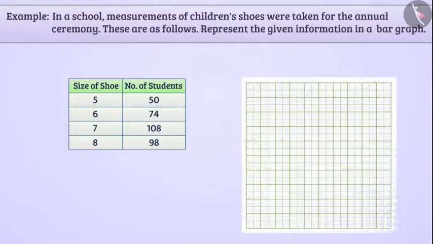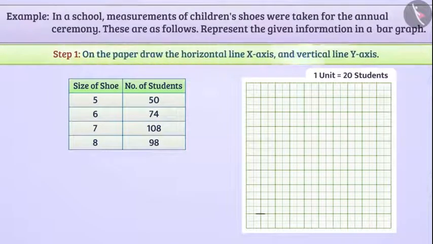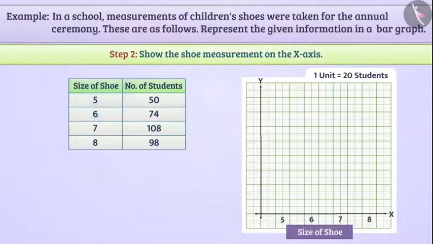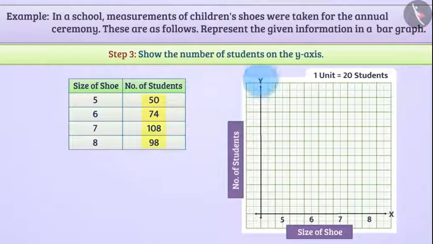Let us assume 1 unit is equal to 20 students and draw a bar graph based on the information with a given scale. On the paper, draw the horizontal line x-axis and the vertical line y-axis. We will show the shoe measurement on the x-axis. Similarly, we will show the number of students on the y-axis by taking scale as 1 unit equal to 20 students. Since the maximum value is 108, we will end the number of students on the y-axis at 120.